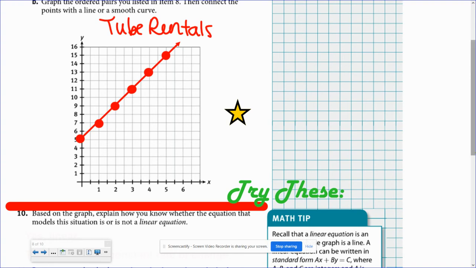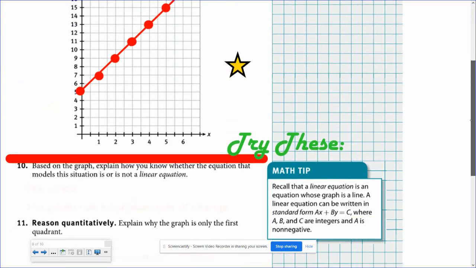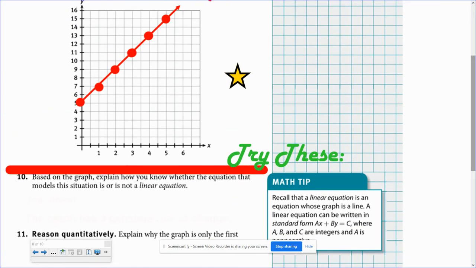But number 10, based on the graph, I'm going to try to keep the graph in the picture here. Explain how you know whether the equation that models the situation is or is not a linear equation. So think about linear from Algebra 1. What made something linear? So do you think that this graph here is showing a linear equation?